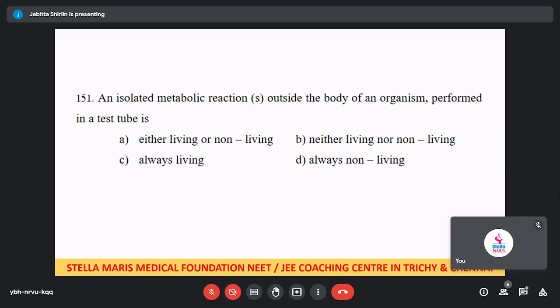It is a direct question from our NCERT textbook, class 11 book, page number 5. An isolated metabolic reaction which is happening outside the body means it is under a laboratory condition, maybe inside a test tube or inside an Eppendorf tube. Anything that is happening outside the body is neither living nor non-living. We cannot include that under the living category, or say that it is non-living, because the metabolic reaction is going on. As the metabolic reaction is going on, we can't even put it under living because it doesn't have life in it. So it is neither living nor non-living.